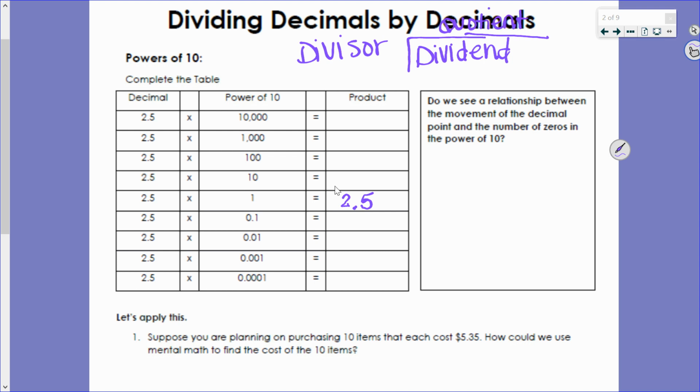Okay, so back to powers of 10. Sorry. Squirrel. Back to our powers of 10.